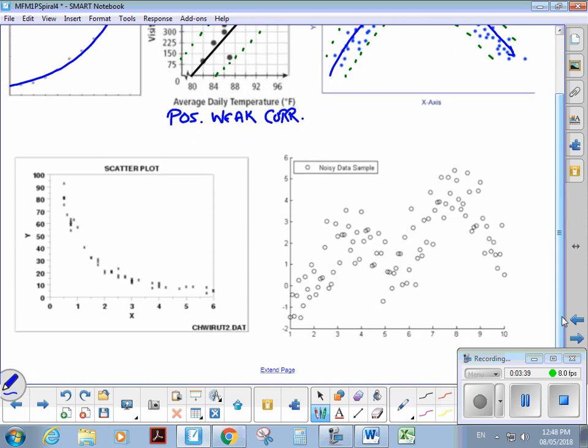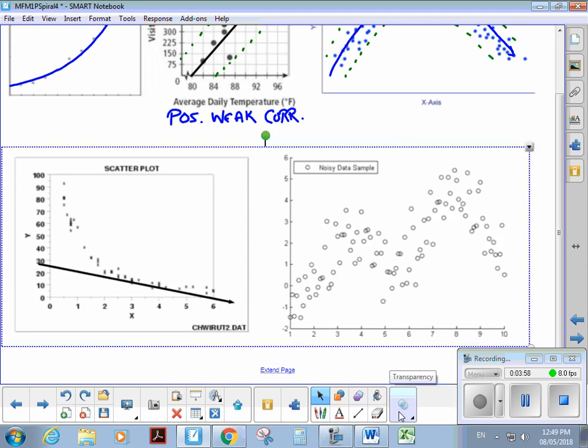Moving along. This one again, if you bring your ruler out and try to draw a line of best fit, you can see it just doesn't work. I can make the first part work, or I can make the last part work. But at the end here, when you look at this, it's not going to be that line of best fit. It should be a curve.